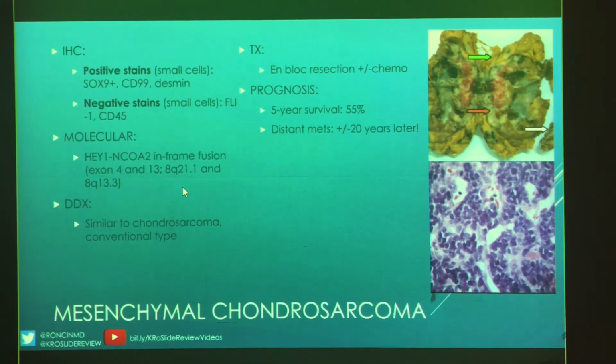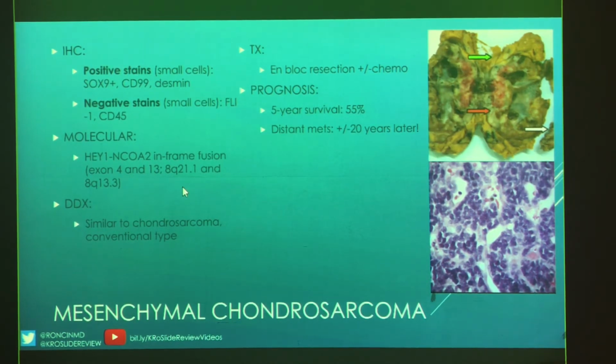Your differential would be very similar to your conventional type chondrosarcoma, and for treatment they're going to do an en bloc resection. So remember, with our chondrosarcoma they might have done curettage or excision. This they're going to do en bloc resection, and they may or may not do chemotherapy. 5-year survival is 55%, and distant mets may actually be seen like 20 years after the fact.